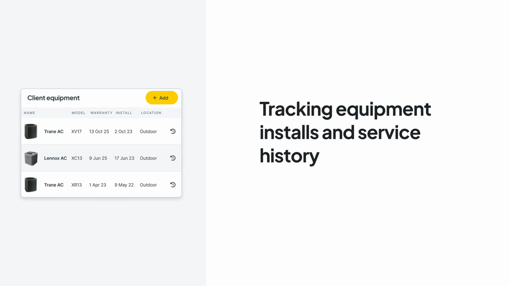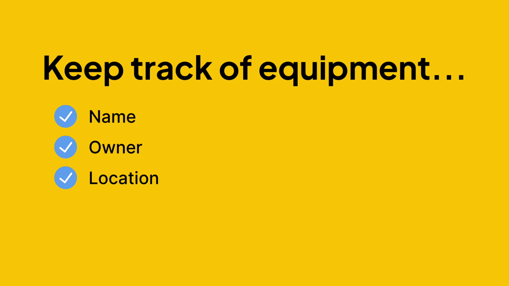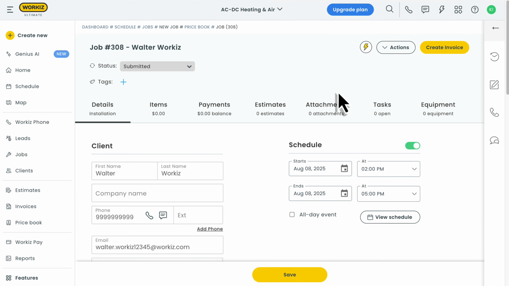In this video, we're going to talk about how to keep track of your equipment and other installations. As a field service business, there's a good chance that a big chunk of your revenue comes from installations. And for every install, you need to know exactly what that equipment is, who it belongs to, where it's installed, the services you've performed, and more. With Workies, it's never been easier. Let's take a look at equipment tracking.